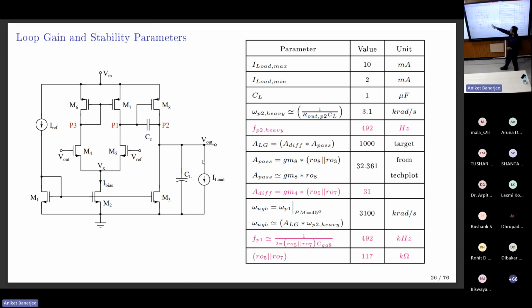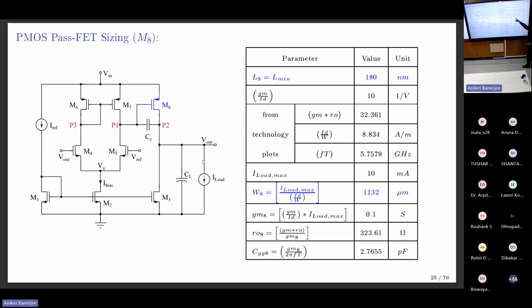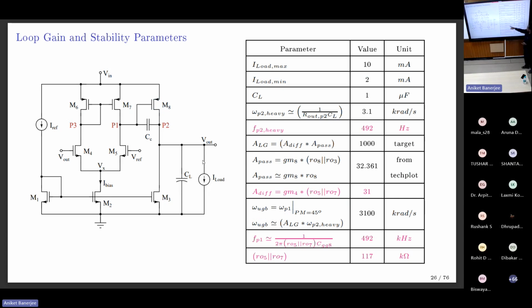If you say loop gain, there are two amplifiers here. This is the diff amp plus this is the second stage amp, right? So what is the second stage amp gain? gm-ro, right? gm-ro is the second stage amp gain. So without running simulations, I can tell you what will be the second stage gain. Now, if I know the second stage gain, what will be the diff amp gain?